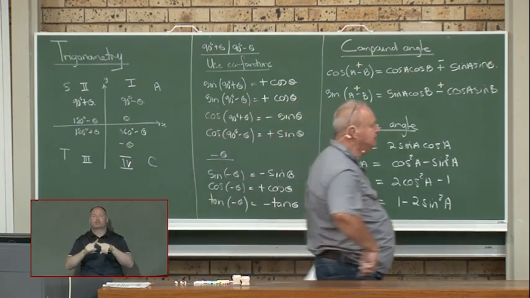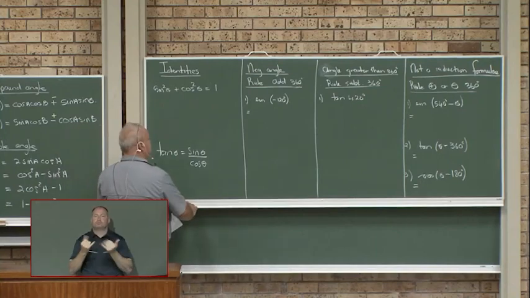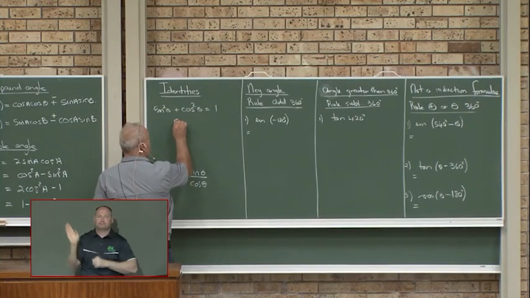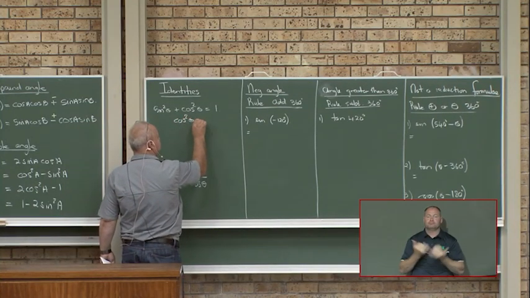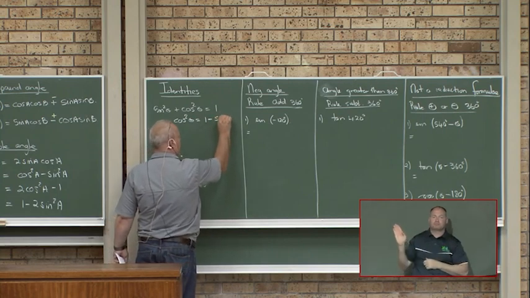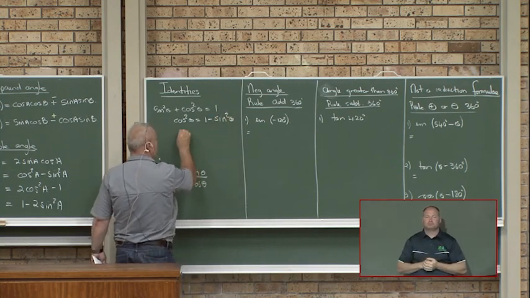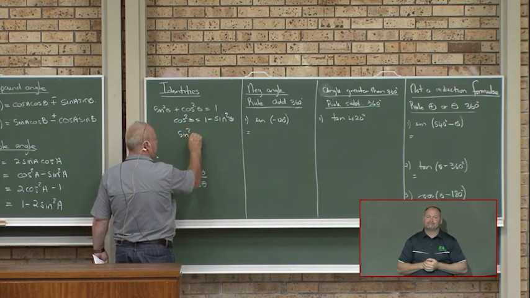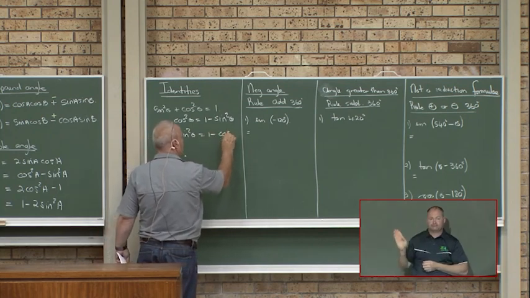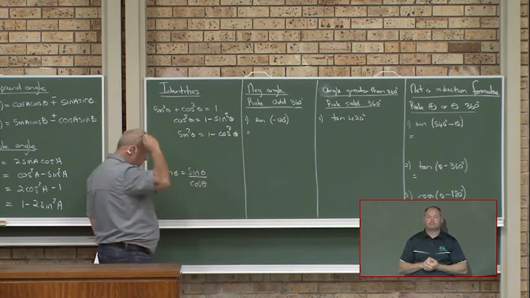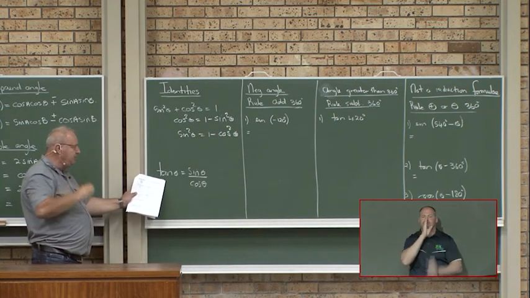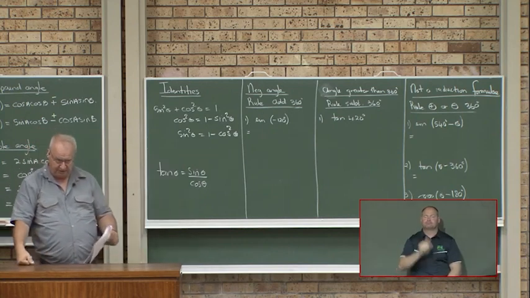Let's look at the identities. Sine squared theta plus cos squared theta is equal to 1. So cos squared theta is equal to 1 minus sine squared theta. And sine squared theta is equal to 1 minus cos squared theta. People, those are straight identities. And tan theta is equal to sine theta over cos theta.